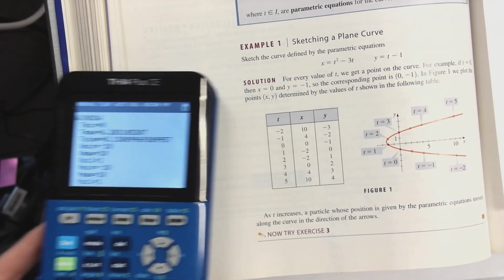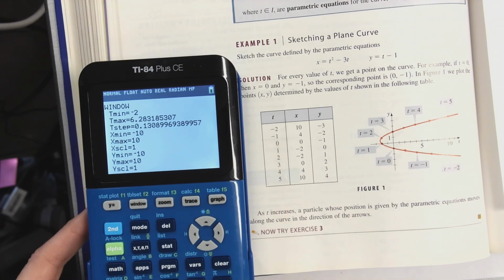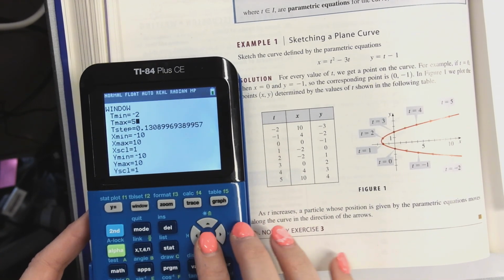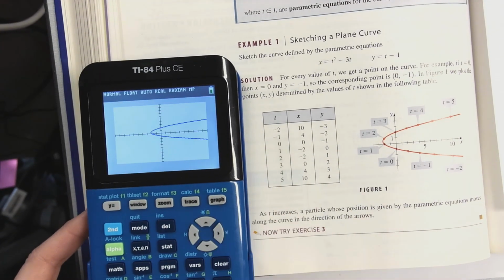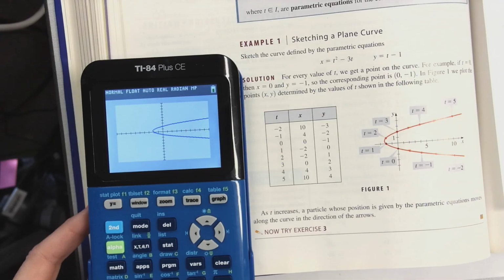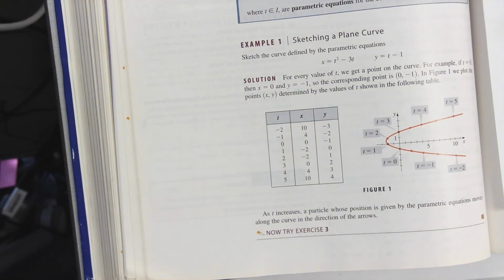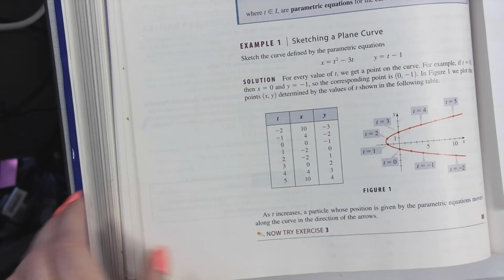So now we're just going to change it so that the T min is -2. Okay, we'll put the max of 5. And then your step doesn't really matter as much. Okay, and then you should be able to see the full curve on the calculator. All right, so then just go ahead and fill out that question.